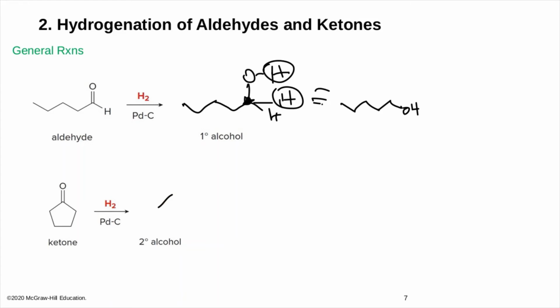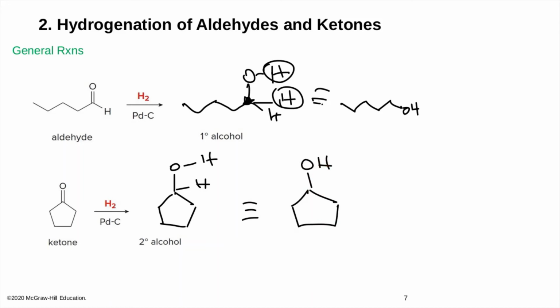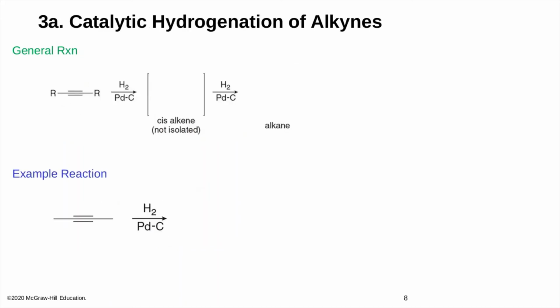So if we add HH across that pi bond, okay, I'm going to redraw this and tuck my hydrogen bonds in. There we go. We've made a secondary alcohol. That carbon there that was the ketone has two carbons attached to it. So a ketone becomes a secondary alcohol. There you go. So we can do that hydrogenation with alkenes as well as aldehydes and ketones. Pretty cool. Same type of mechanism.